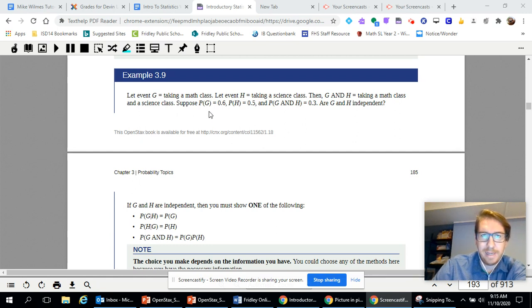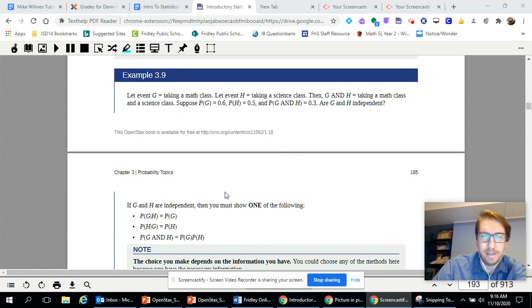So the probability of a math class is 0.6, 60%. Probability of a science class is 0.5, 50%. And the probability of somebody taking math and science would be 30%, 0.3. We want to find out if they're independent events. And we can calculate this just by looking at the probabilities.